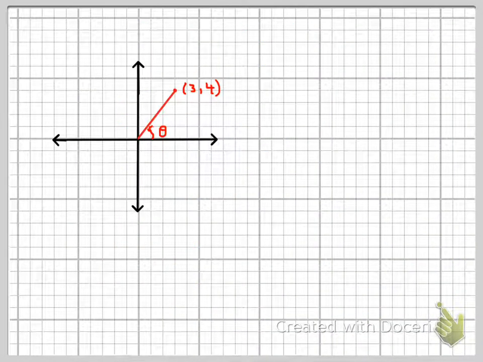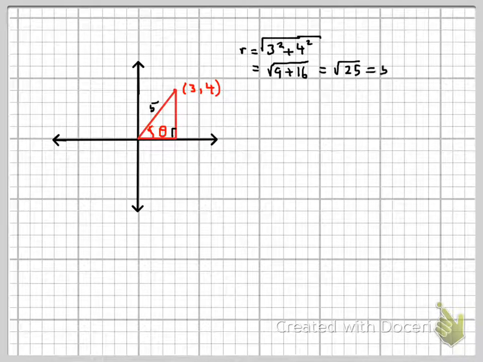For example, let's pick a point on the terminal arm of angle theta. That point is (3, 4). Let us find the length of that terminal arm. By Pythagoras, we know it's 5, but how is it 5? Well, r squared is equal to 3 squared plus 4 squared. So r will be the square root of 3 squared plus 4 squared. And then you can take the square root of 9 plus 16, which is the square root of 25, and that will equal 5. So r will be 5.